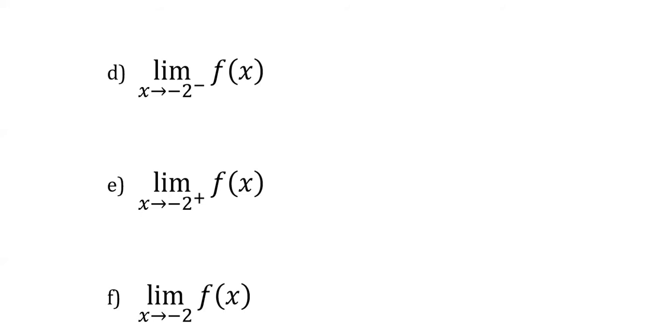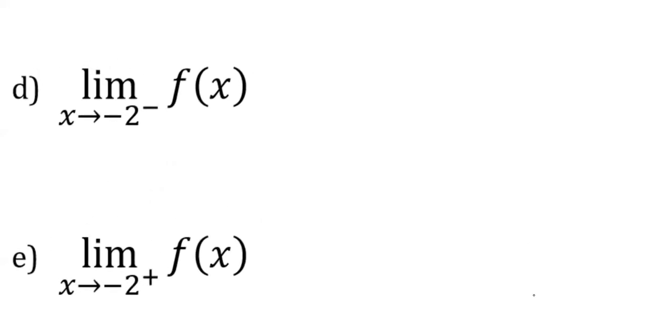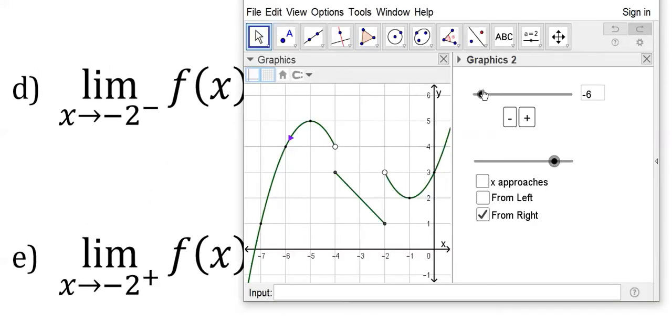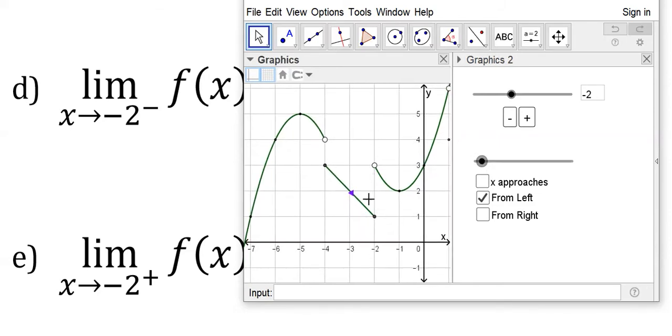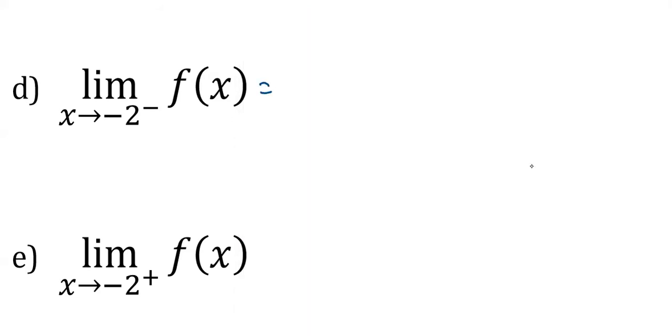Now we're looking at the limit as x approaches negative 2 from the left and from the right, and then negative 2 overall. So let's take a look at from the left first. Here we are at negative 2, and I'm going to approach it from the left. Watch that purple triangle approaching from the left. What y value is the triangle approaching as we approach negative 2 from the left? It's approaching 1. Good.